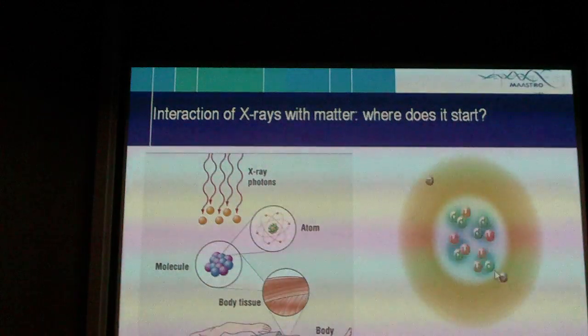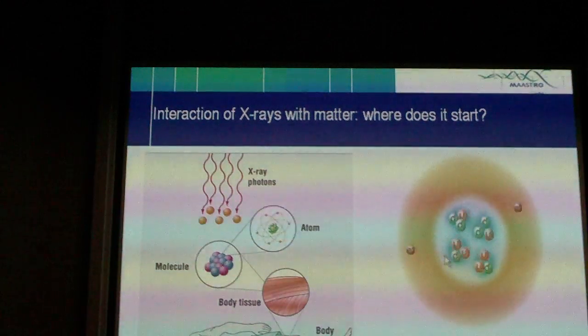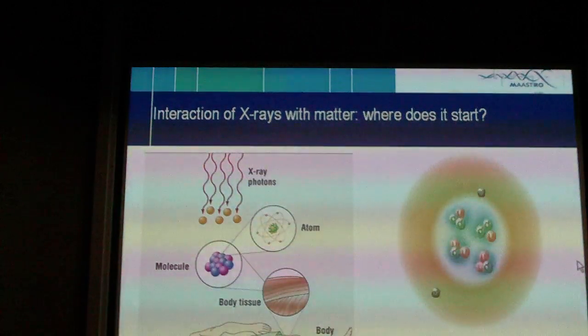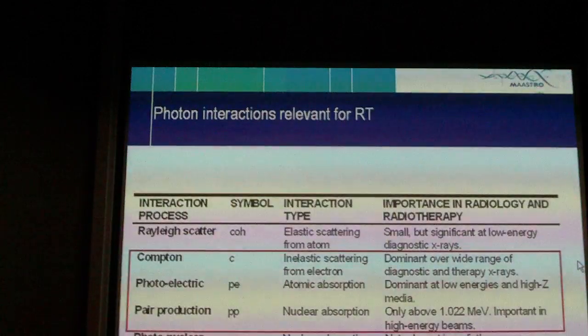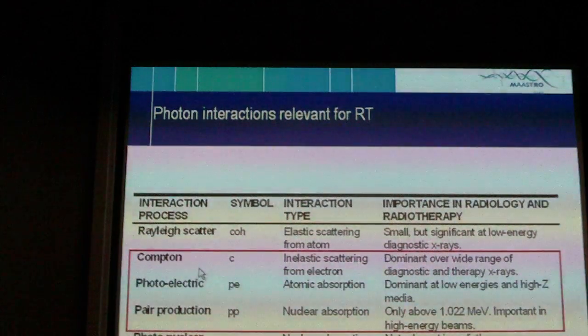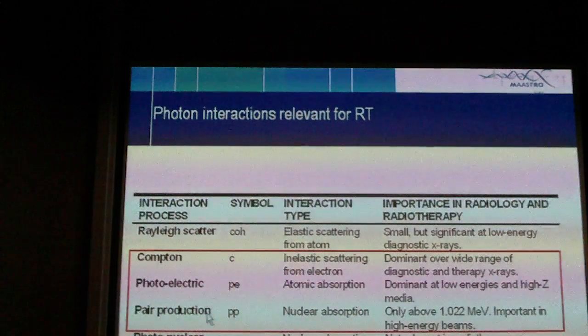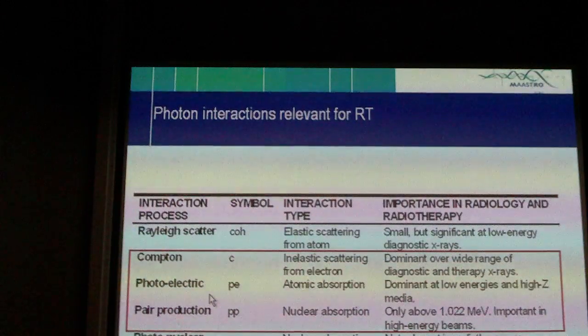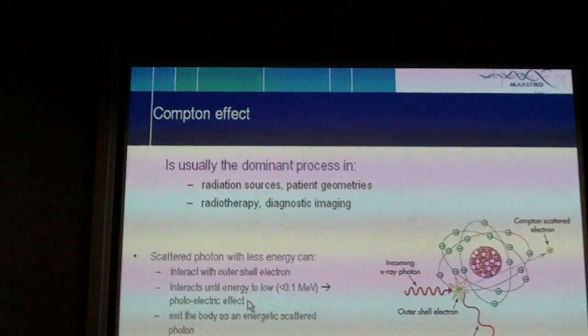Okay, it starts in the atom. So the interaction begins in the body, at the atomic level. We're going to discuss a few of these interactions, the photon interactions relevant for radiotherapy. You have Rayleigh scatter, Compton, photoelectric effect, pair production, and photonuclear effect. For radiotherapy, only Compton, photoelectric effect and pair production are important.